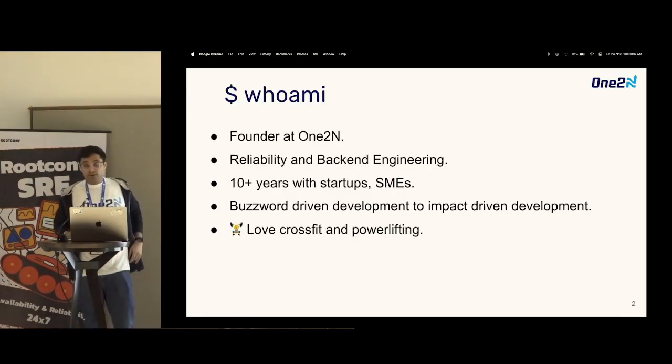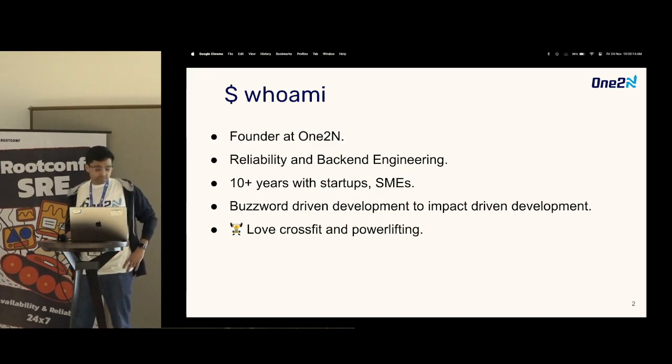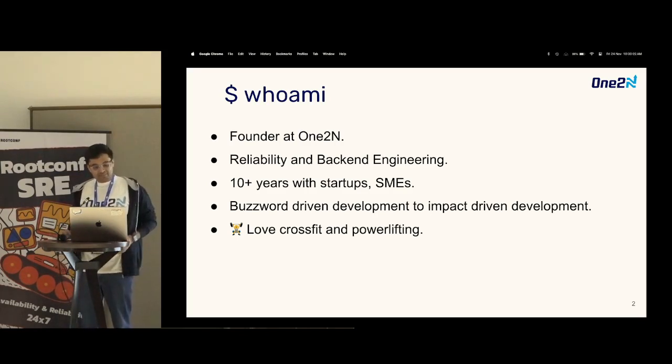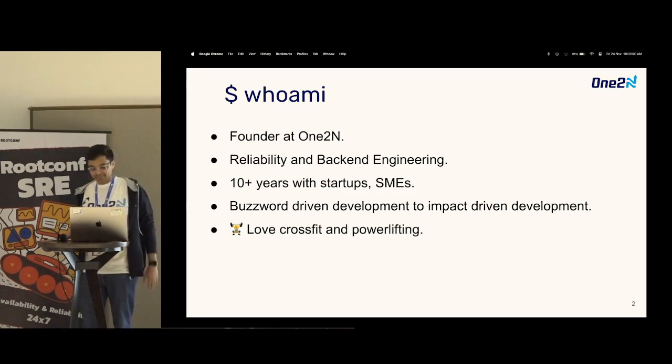Who am I? I'm founder at One2N. One2N is a reliability and backend engineering consulting firm based out of Pune. I have 10 plus years of experience with startups and SMEs. I started as an application engineer, then moved to data engineering, and then finally picked up SRE jobs. Overall, I summarize myself as moving from buzzword-driven development to impact-driven development. I love CrossFit and powerlifting, and try to go as heavy as I can.